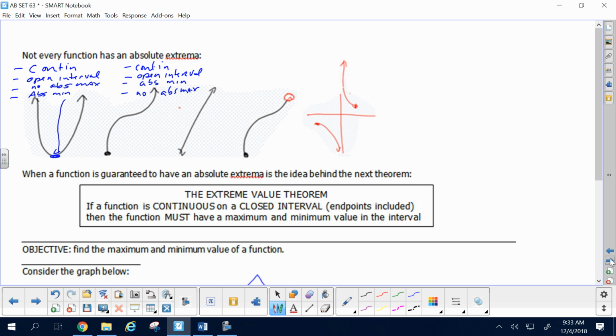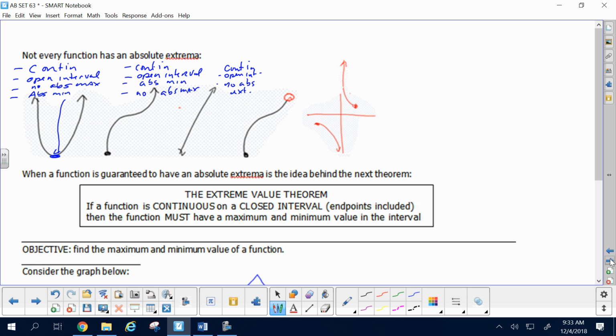What about graph 3? Is it continuous? It is continuous. Is it an open or a closed interval? Does it have endpoints on both sides? Nope. Open interval. Does it have an absolute min or max? So I would just say no absolute extrema. All right.